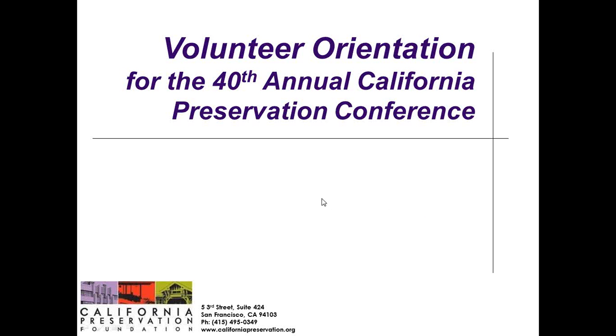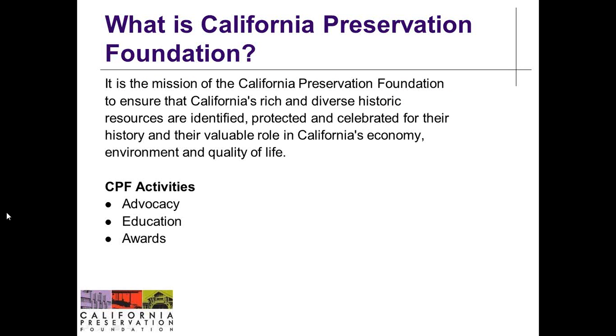So again, this is the 40th Annual California Preservation Conference. This is the 3rd time that this conference has been in San Diego, and so we're glad to be back. The last time was in 2001. A little bit about the California Preservation Foundation: it was formed in 1977, and what you see here is our mission statement. We execute our mission through 3 primary areas of activities: through our advocacy programs, through our education program, and through our awards program.